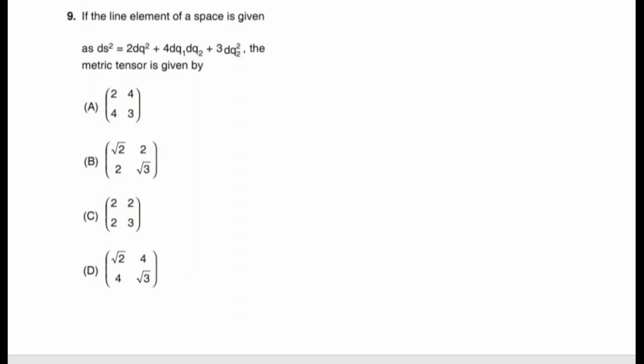If the line element of the space is given by ds squared equals dq1 squared plus 4 times dq1 dq2 plus 3 times dq2 squared, the metric tensor is.